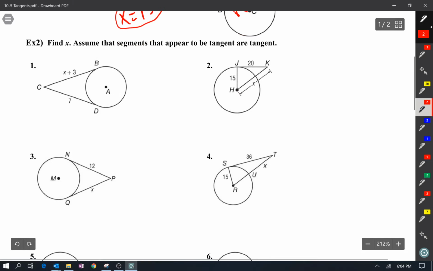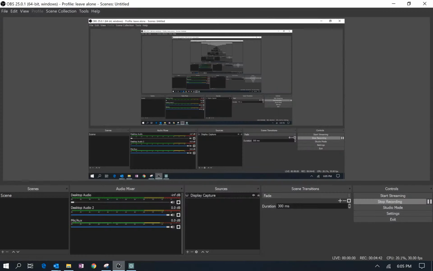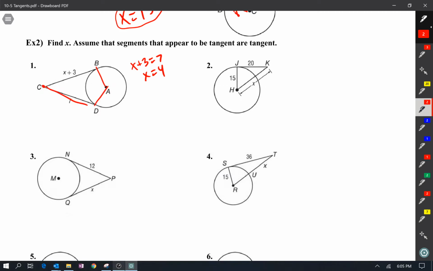All right, next problem. They say assume that they're tangent. So CB is tangent to the circle, and CD is tangent to the circle. And remember, if they're both tangent and they both share a point like this, these must be equal. So x plus 3 must equal 7, so x is 4. I'm going to check something real quick. All right, we're good. So real easy. If two lines have the same starting point and they're both tangent, they're going to be equal. So just make them equal to each other.